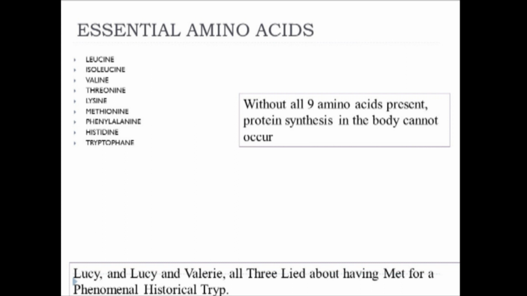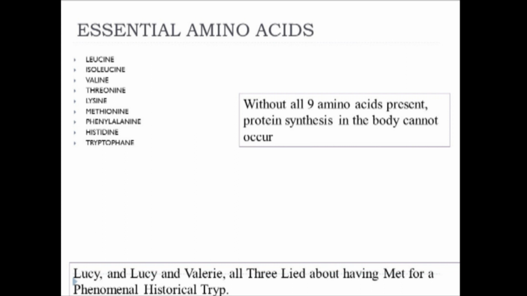to synthesize protein. And these are leucine, isoleucine, valine, threonine, lysine, histidine, methionine, phenylalanine, and tryptophan. And they're all found here. Now, one of the things that nutritionists and dietitians should do is be able to memorize these. And I've created a sentence below to help in the memorization process. Lucy and Valerie, and all 3 lied about having met for a phenomenal historical trip.